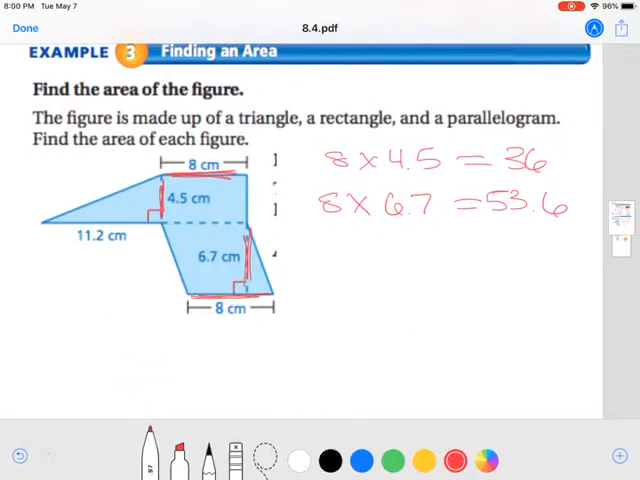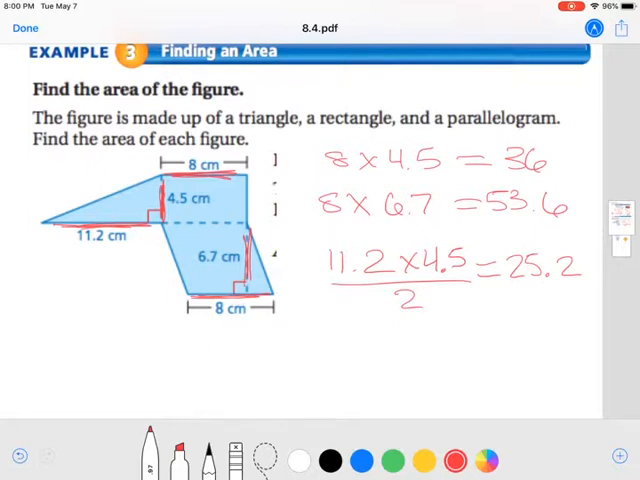And last but not least, we have the area of our triangle. In our triangle, we have a base of 11.2 times our height, which is again that 4.5. And then hopefully you guys remember, whenever we're finding the area of a triangle, we have to divide by 2. So we have 11.2 times 4.5 divided by 2. So we are left with 25.2 for the area of that triangle.